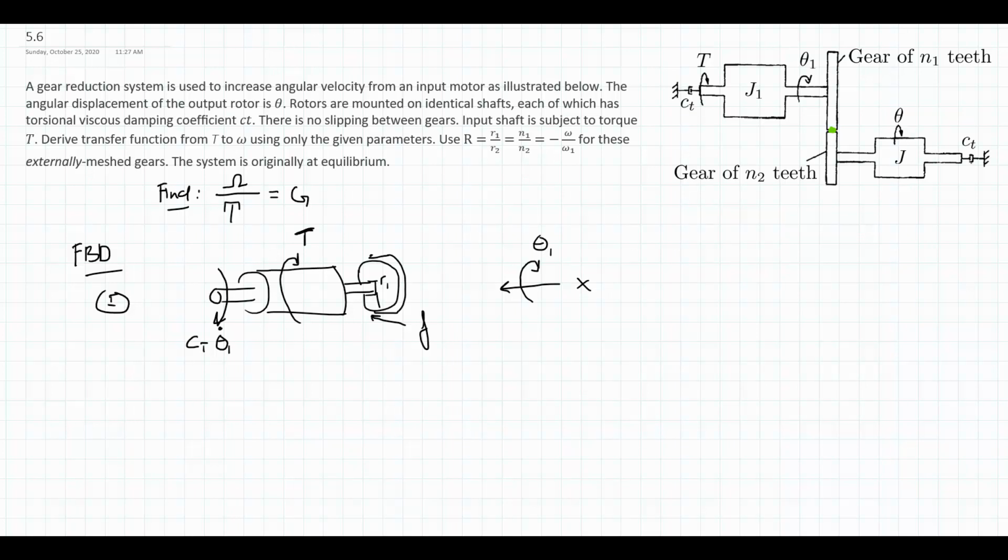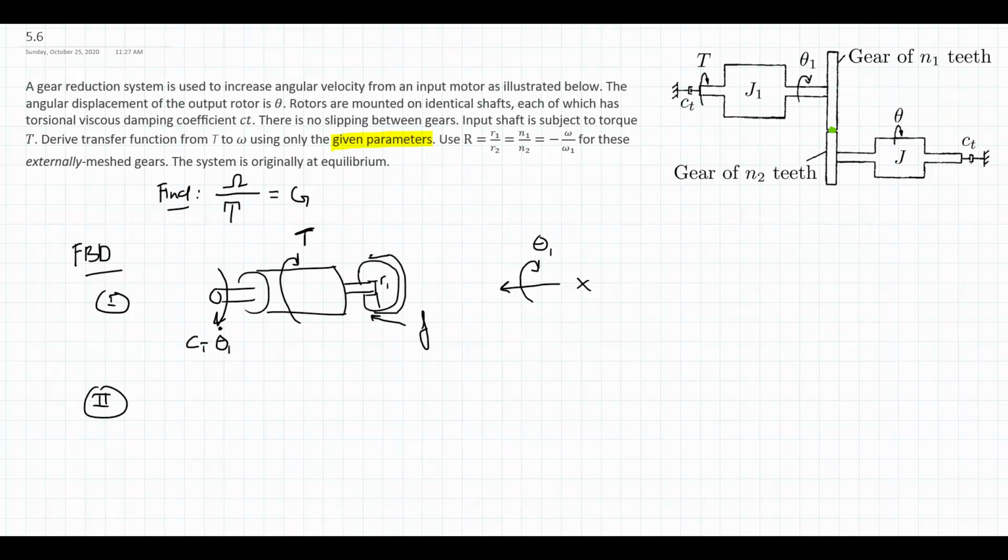Now do pay attention to what we are looking for here. We want to use only given parameters. So I am inventing this R1. If we look at the diagram, we are given the number of teeth. We are not given what the radii are, R1 or R2. But because they are fully meshed gears, we know that the ratio of the radii has to equal the ratio of the number of teeth. But I want to use this R1 when I get to my equations of motion in a moment. So I will come back to that.